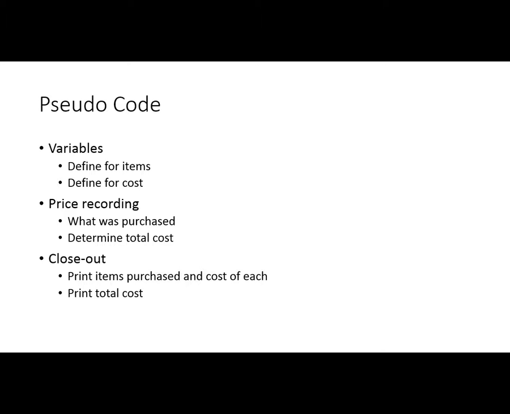And then as we close out the program, this is a one-time event. That's all we're looking for right now. We're going to print out on the screen the items that were purchased, what the cost of the item was, and then the total cost. We're not going to figure tax in, so don't worry about that. So that would be the pseudocode that we would write.